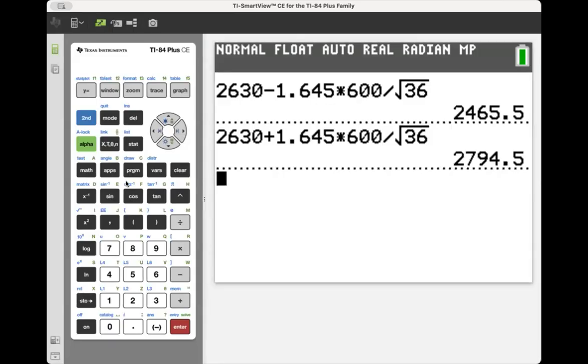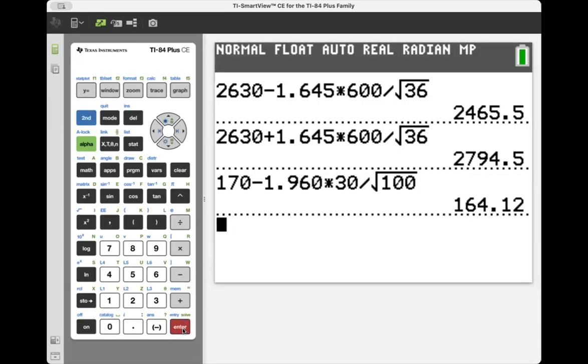So let's plug in 170 minus 1.960 times, and this we're going to do 30 divided by the square root of 100. Get our answer for the lower limit, and then repeat that, changing the minus to a plus to get the upper limit.